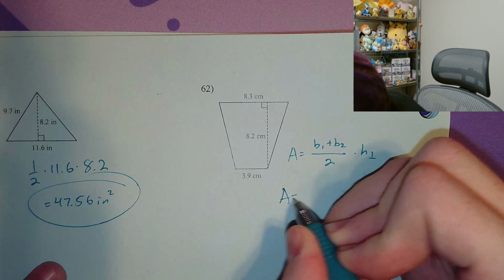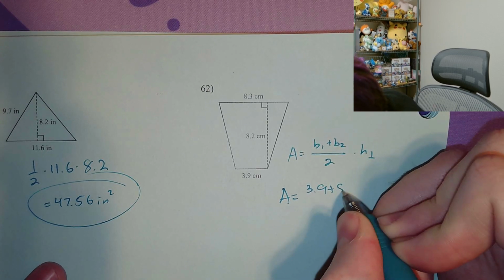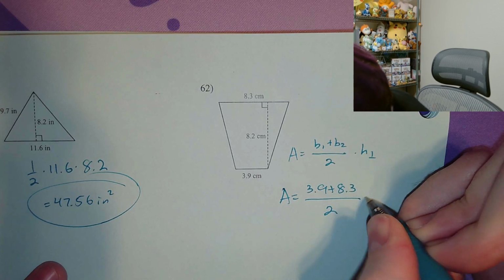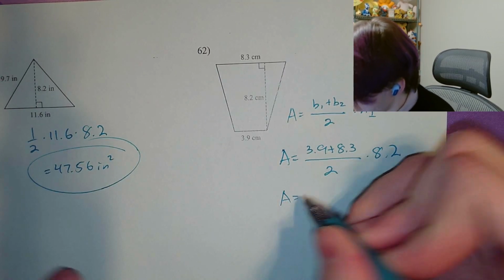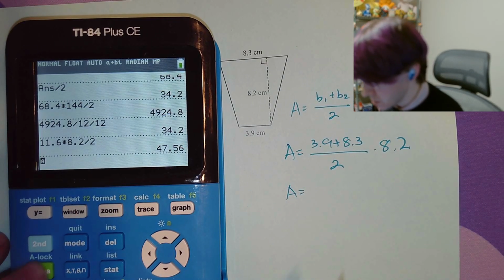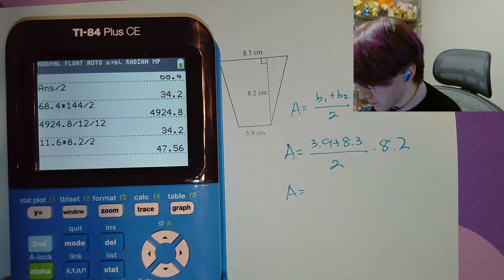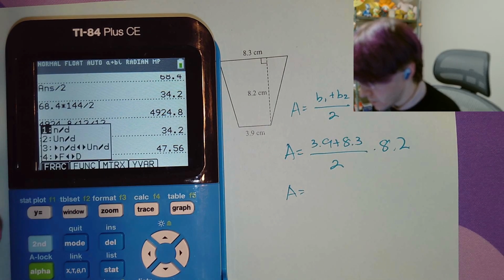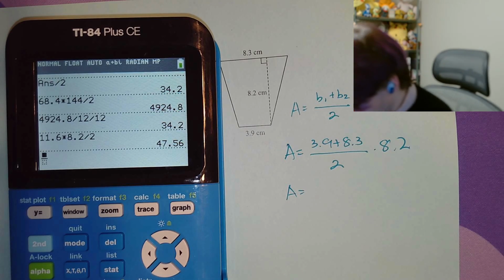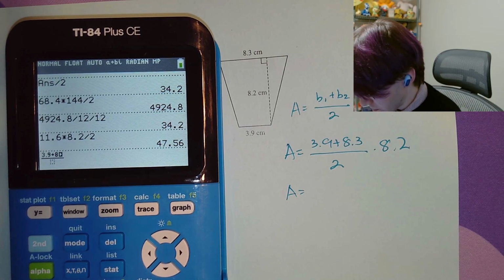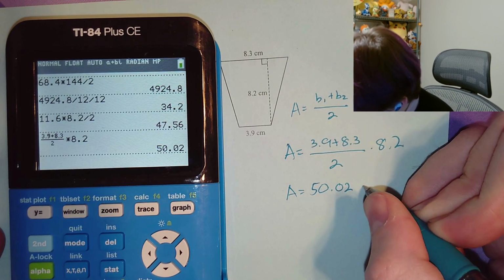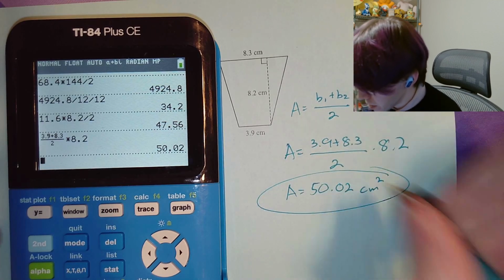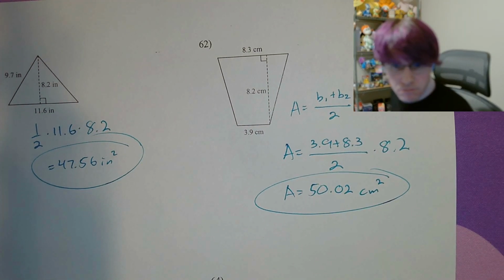So our area here is going to be 3.9 plus 8.3, all divided by 2, times this 8.2, and that's it. So we have our area equals, and we're going to put this into our calculator. Don't forget to use that fraction button. If you forget to use that fraction button, it can make your life a little bit more difficult, but you would just have to make sure you use parentheses correctly. If you're doing it that way, you get 50.02 centimeters squared. Bada bing, bada boom.